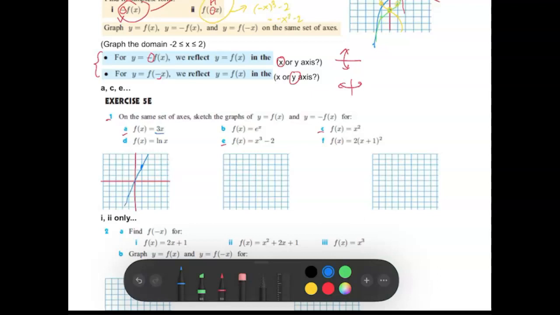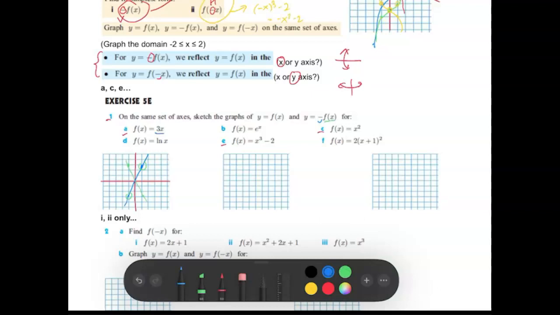And then I'm going to flip it. I'm going to do a vertical reflection over the x-axis. So basically this point here would become this point here, and this point here would become this point here, and it would just be the opposite slope. Okay, so that was A.